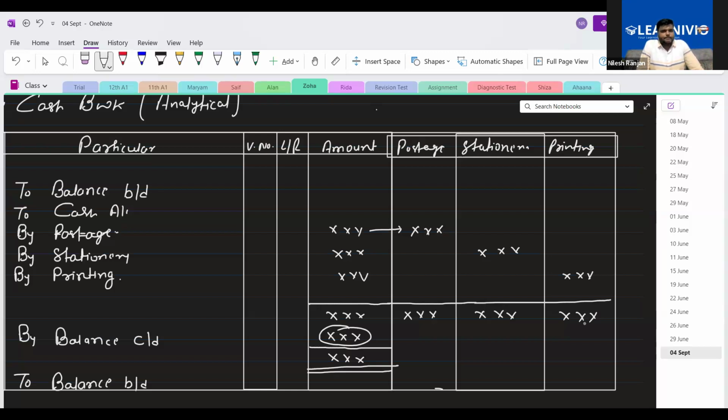Is that clear? Yeah, it's clear. Okay, so any confusion? We don't have enough time to solve a question right now. I will solve a question in the next class, but I will share one question at least in today's class for homework, so that you can try the question. If you face some problem, then we will discuss it in the next class.